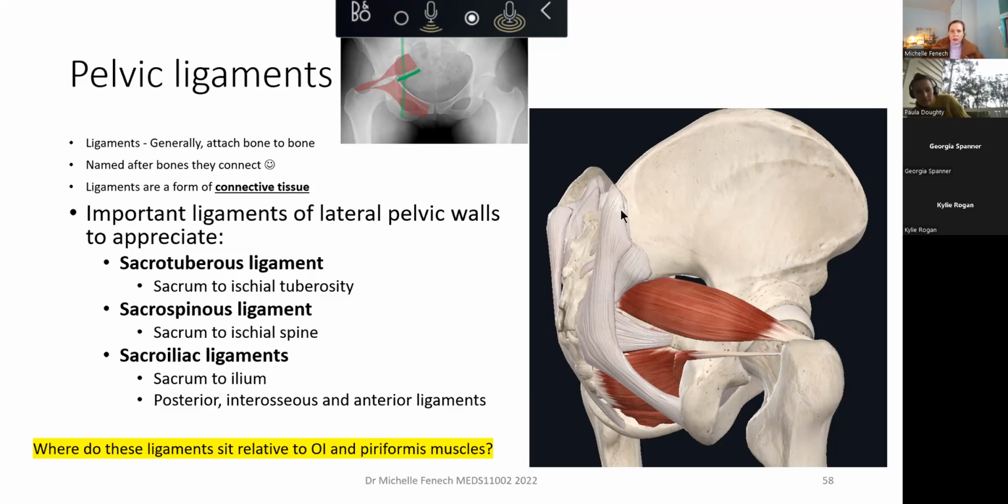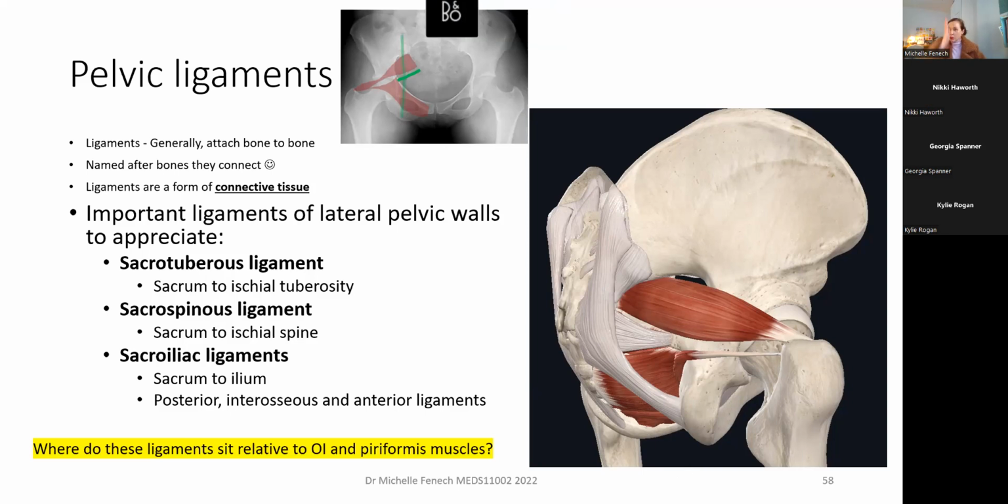So the sacrotuberous ligament is going to run from the back of the sacrum down to this ischial tuberosity, which is this bulky bit. Remember the hamstrings come up onto this. And then the sacrospinous ligament is going to run from the sacrum over to this ischial spine. I don't know if you can see, I drew these in green on this X-ray for you. Which one do you think this one is here?